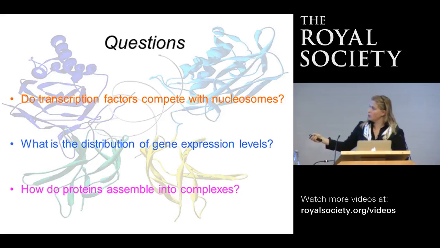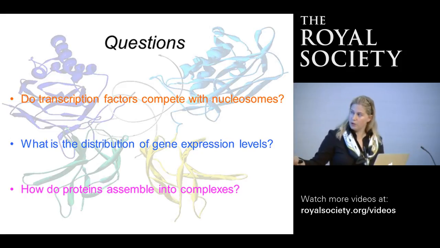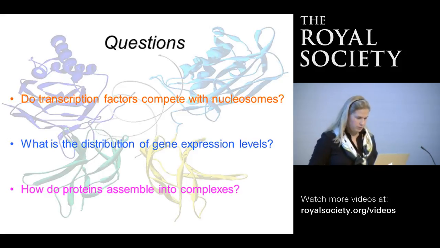And so the next question is, what is the nature of this distribution? And that's important to understand because we use the expression levels as a readout of the functions of the genes. And finally, we'll ask how proteins assemble into protein complexes, into those little molecular machines that I showed you on the first slide that are very important for the functions of proteins.